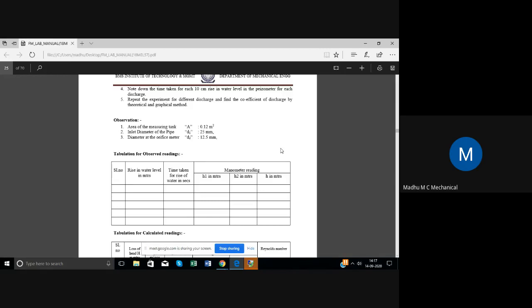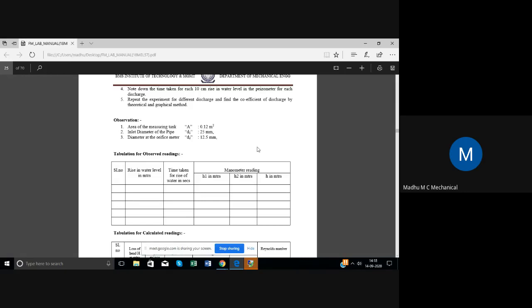Next, third one. Rise in water level, same, 10 centimeter. Time taken, 26 seconds. Manometer reading, H1 minus 5.3, H2 6.9. So H is 12.2. You understood, no? How to do? Okay.